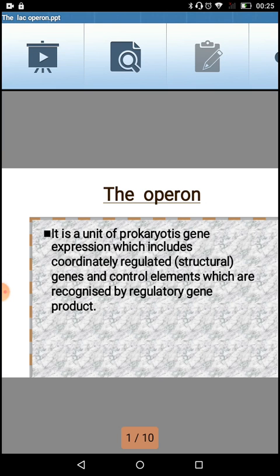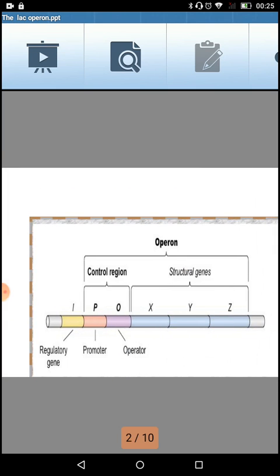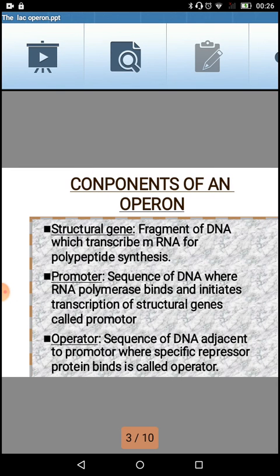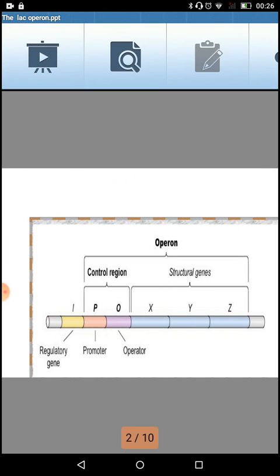When we look into the parts of an operon, I'm just moving this slide. I'll come back to the diagrammatic part when I'll be explaining. The components of an operon, there are majorly 4 components and one more component which we will be discussing a little later, which comprises an operon. The first one is the structural gene. I'm reverting back the slide. Structural gene means set of genes.